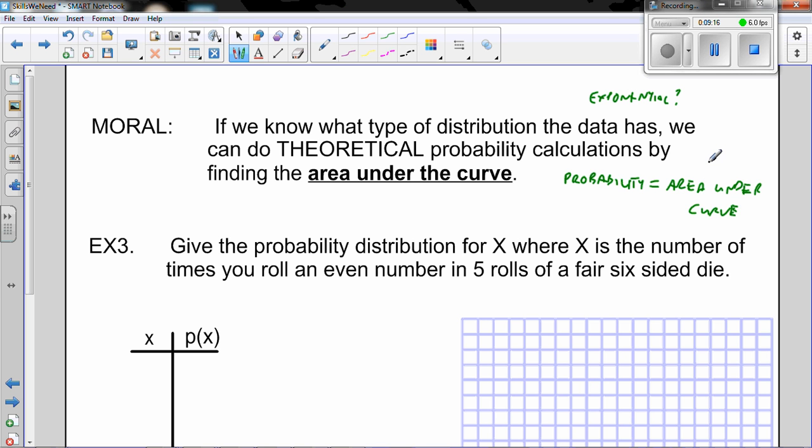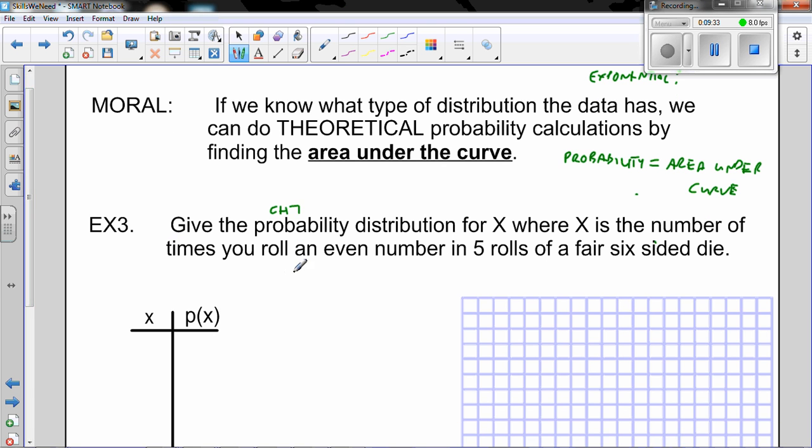Okay, and what's this all about? This is another probability distribution question. Give the probability distribution for X, where X is the number of times you roll an even number in 5 rolls of a fair six-sided die. This sounds exactly like a Chapter 7 question, where it's binomial: 5 rolls, the probability of success on each roll, an even number, is 3 out of 6, or just 0.5, and the probability of failure is the same, and I want to give the whole distribution.